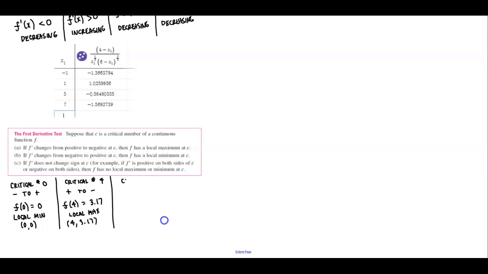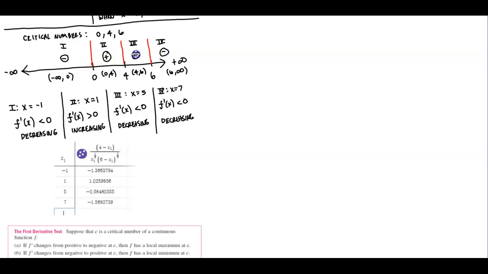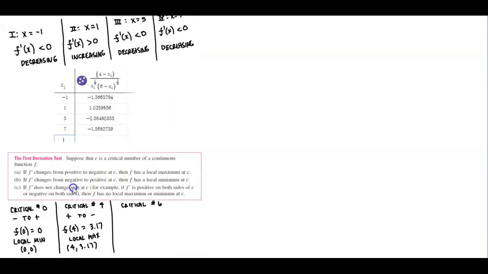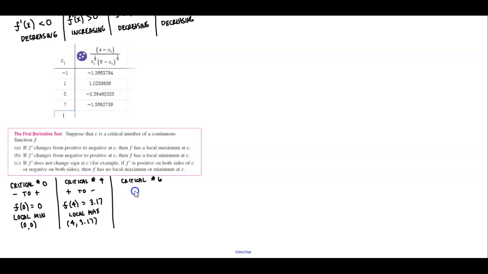Okay, so what about the critical number 6? Well, the sign doesn't change. It goes from negative to negative. So since it doesn't change, I'll write that out here, it goes from a negative to a negative. So no change, which means no local max or minimum.